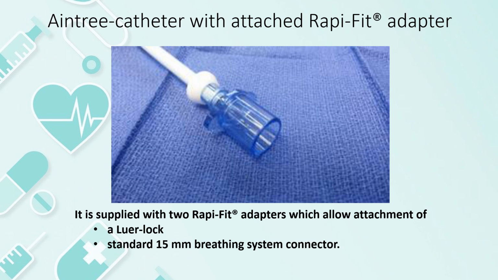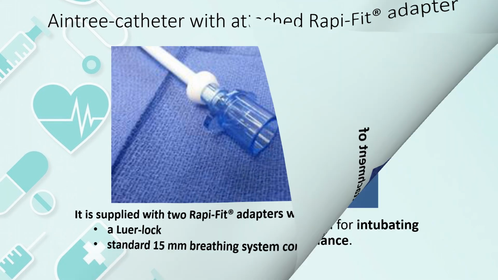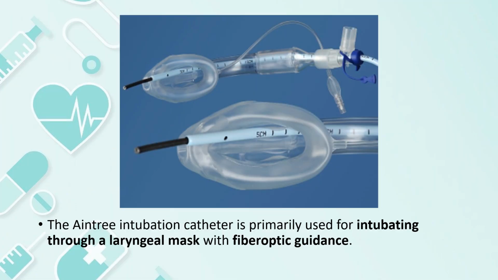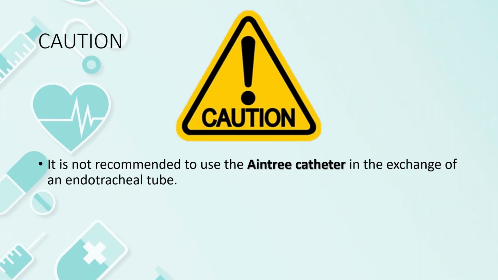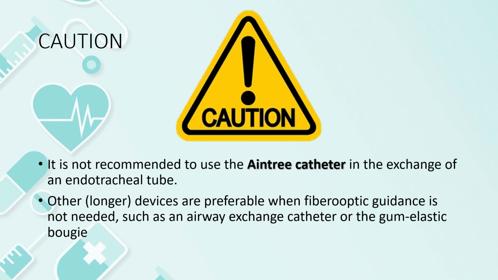The Aintree catheter is supplied with the two RapiFit adapters, a lock, and the standard 15 millimeter breathing system connector. What do we use this for? We use it for intubation, primarily through the laryngeal mask with fibro-optic guidance. Caution: it is not recommended to use the Aintree catheter to exchange the endotracheal tube. Rather, we use longer devices like the exchange catheter to do that.